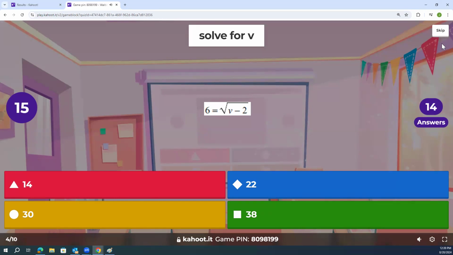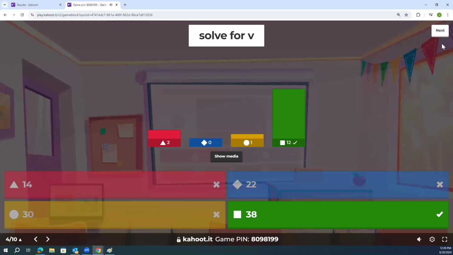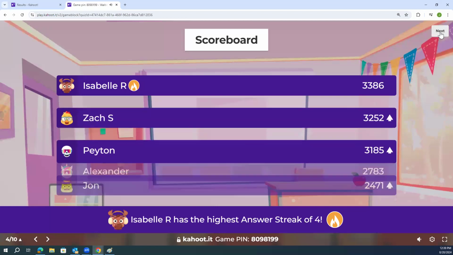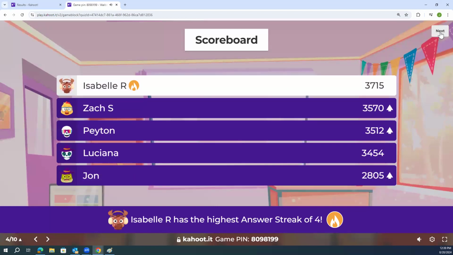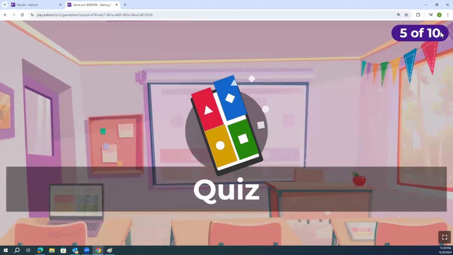So square root of something is 6, square both sides to get 36, and then add 2, that'll get you to 38. Okay, so undo each step at a time. So you square both sides, 6 squared is 36, then add the 2 over. All right, got John, Luciana, Peyton, Zach, Isabel.